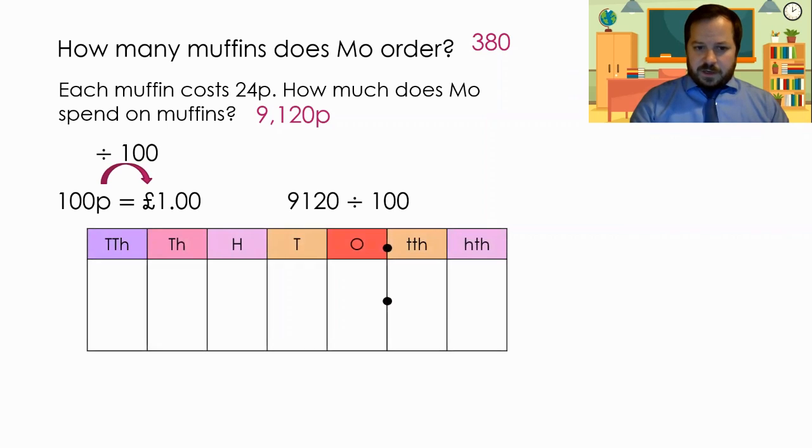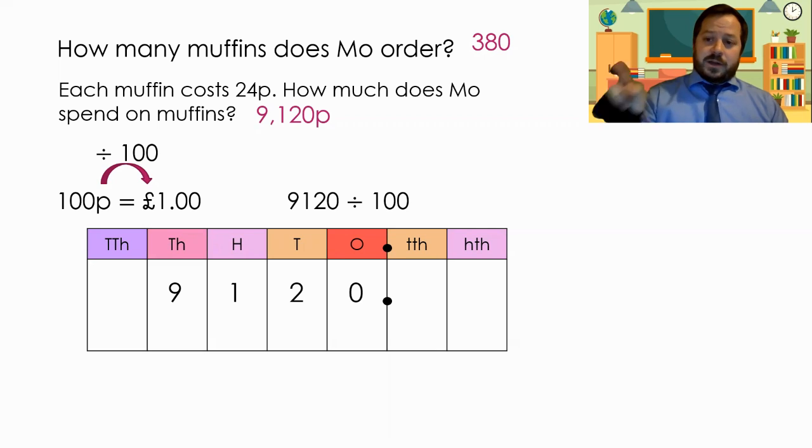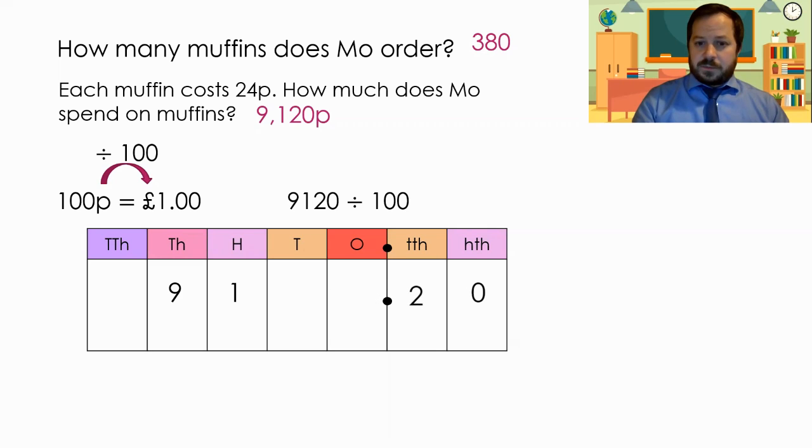So here's our place value grid, and here's our 9,120. We move each digit 2 spaces towards the decimal point, or beyond the decimal point in that direction, and that's dividing by 100. So we move the 0 first, 1, 2, then the 2 tens become 2 tenths, the 100 becomes a 1, and the 9 becomes 9 tens. Our answer is £91.20.